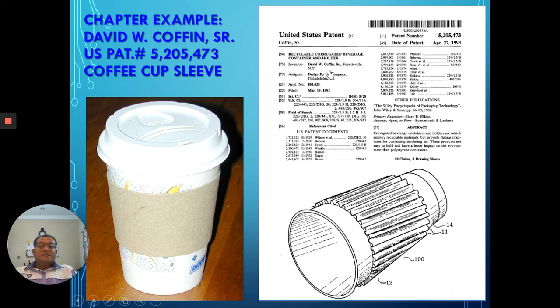So it was patented in Fayetteville, New York, right? This is the address, and the date. And what are the US patent documents related to this? Mr. David Coffin's coffee cup sleeve, with this patent number 5,205,473, which is pointing to the David Coffin coffee cup sleeve. And it shows the detail in the next slide.